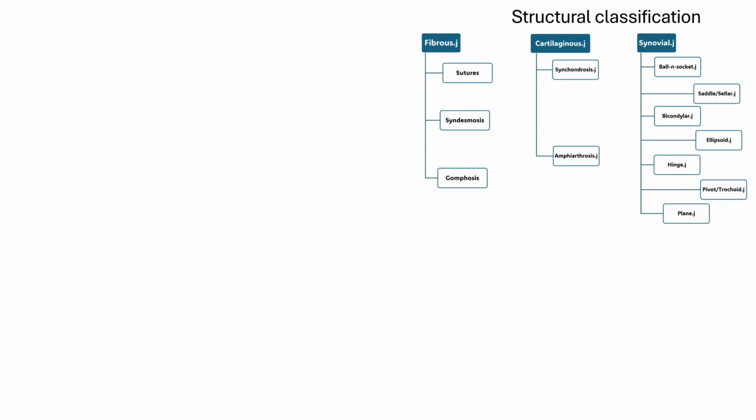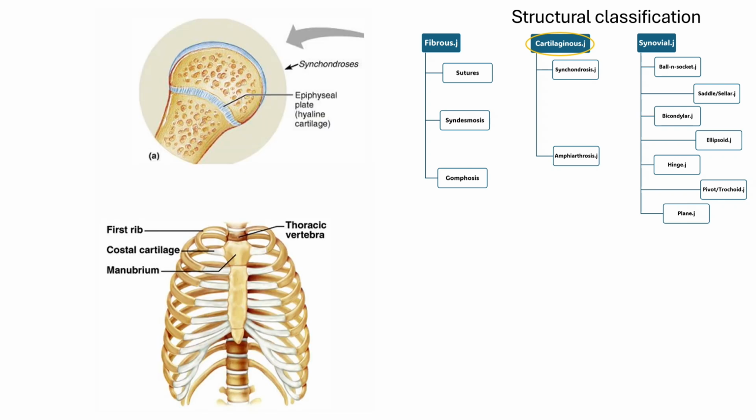Next up, we have the cartilaginous joint. The second classification within the structural classification was the cartilaginous joint. They're united by cartilage and they're divided into two forms. There's primary cartilaginous joint and secondary cartilaginous joint.